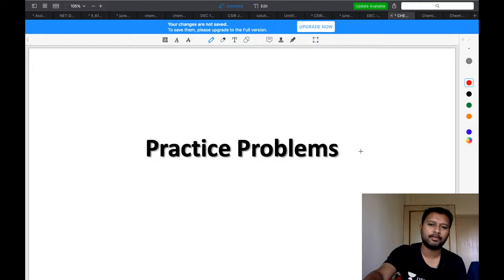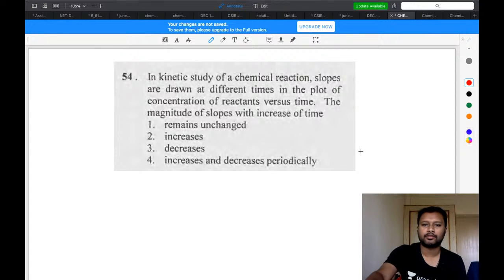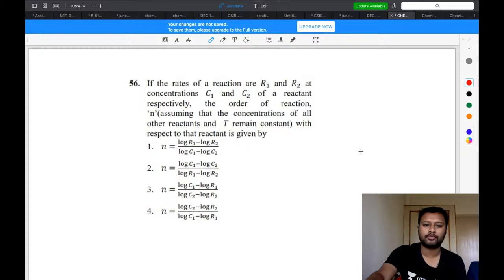Okay, fine. So these were some of the important formulas which are important to be discussed on the basis of your basics of kinetics. Let's take some questions and try to solve them. Here we'll take this one.